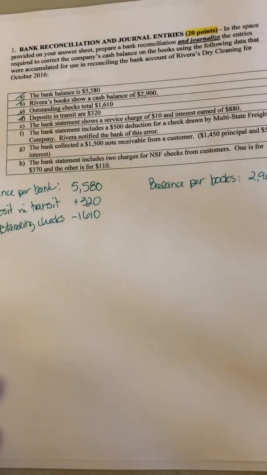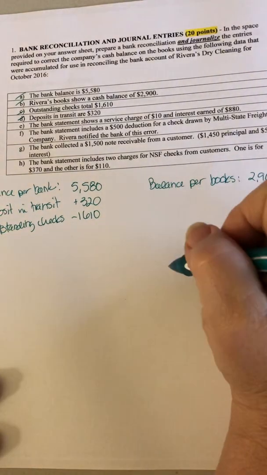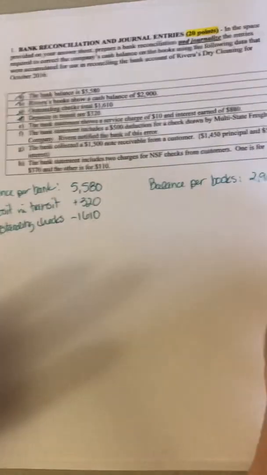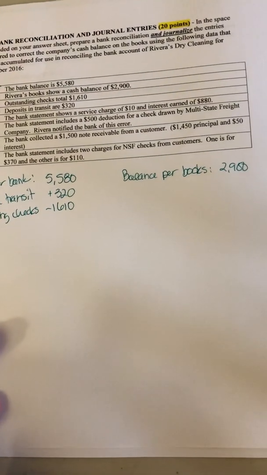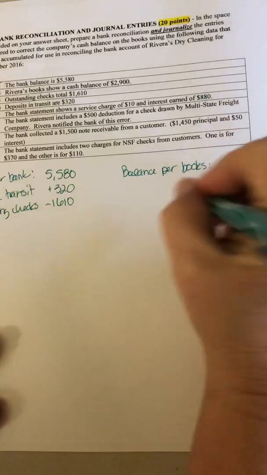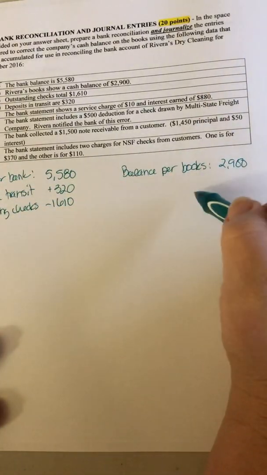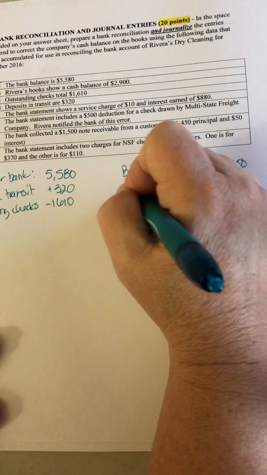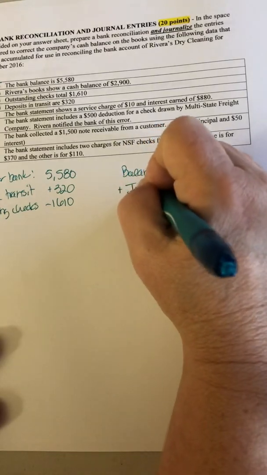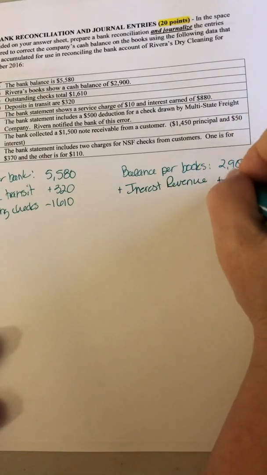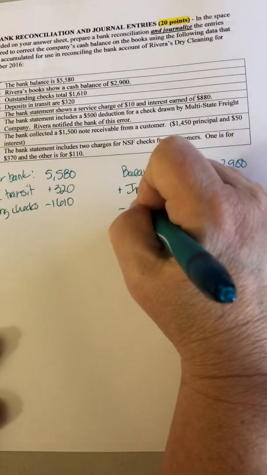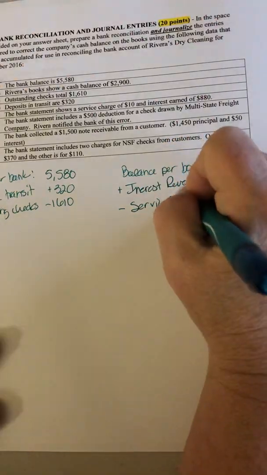All right, the bank statement shows a service charge of $10 and interest earned of $8.80. Now, I'm just going to go through and do pluses and minuses. You're more than welcome to group them together if that is how you want to do it. It's up to you. Both of these are going to go on the book side because they've been recorded by the bank, but I need to get them into the books. So we're going to have plus interest revenue because it's interest that they earned, and minus the service charge of 10.